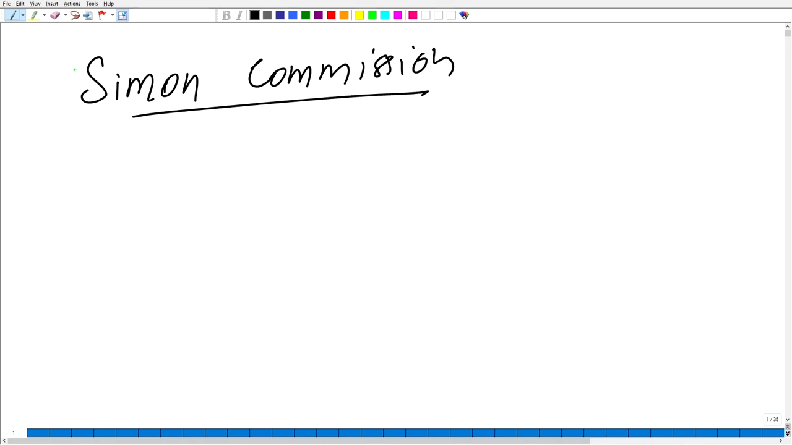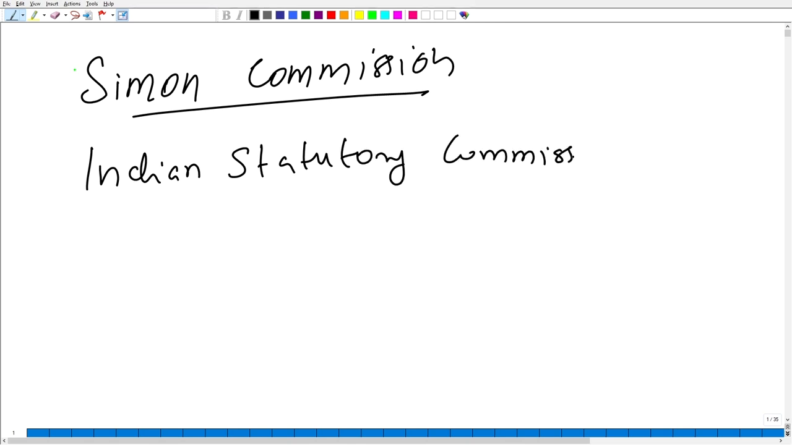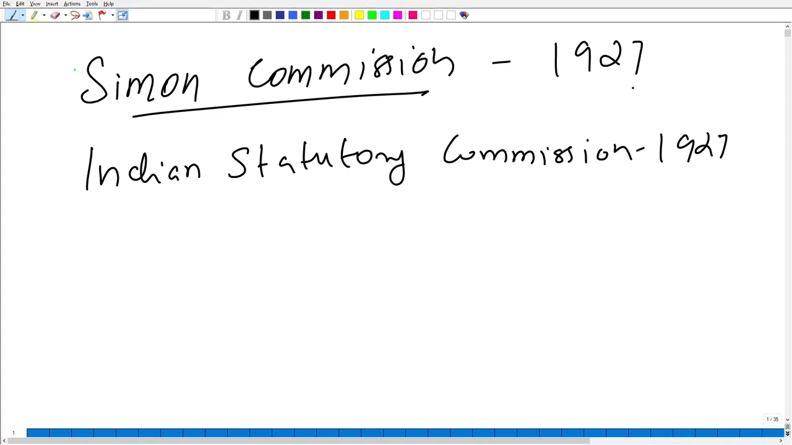The original name of Simon Commission was Indian Statutory Commission. 1927. First of all, we will be looking at the background around which Simon Commission or Indian Statutory Commission was appointed by the British government. What was the background behind the appointment of the Simon Commission?